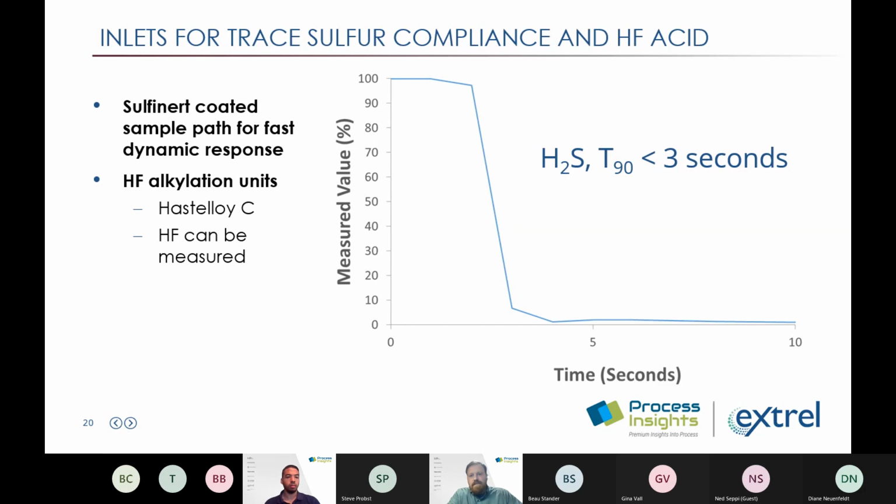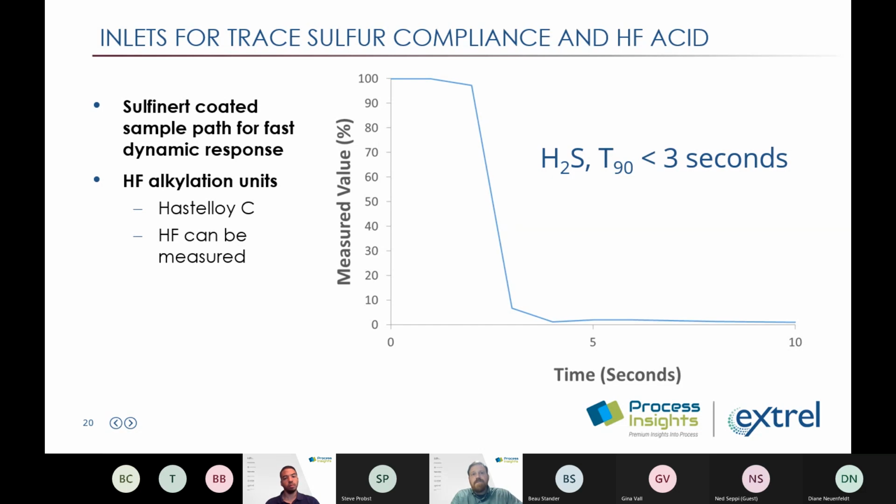And at sites that have HF alkylation upstream of the unit, there could be aqueous HF acid coming down the line. Even in trace levels, that can be very corrosive on stainless steel. In those circumstances, we configure the systems with a Hastelloy C sample path that stands up to that acid.